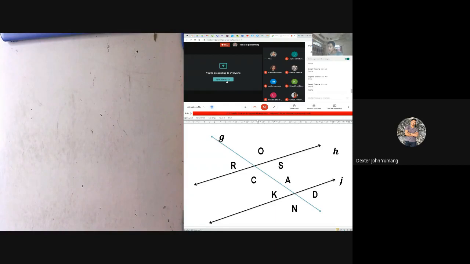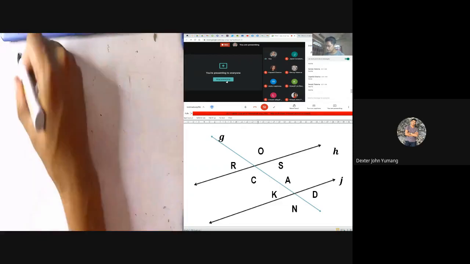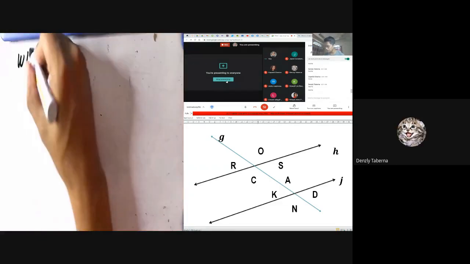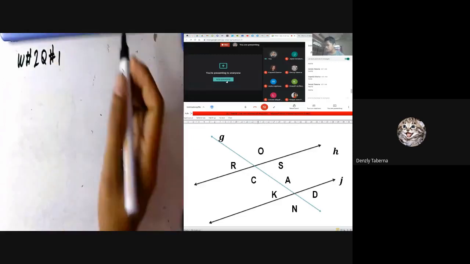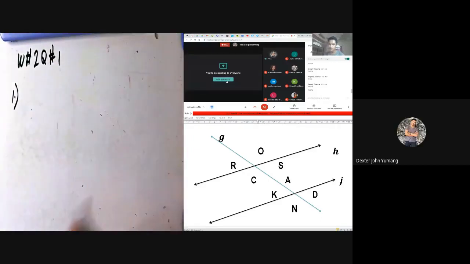Okay, let us check now. Check your own paper. So let's have this checking of the activity for quiz, week number 2, quiz number 1. So actually, we are now on week number 5. Pero since ang lesson natin nasa week number 2 pa lang, yun po yung code natin. Week 2, Q number 1.